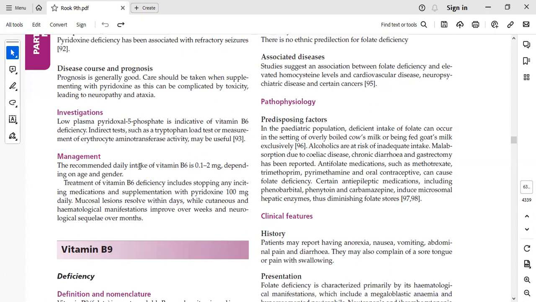Management. The daily recommended intake for vitamin B6 is 1 to 2 milligrams. In case of deficiency, we do supplementation with the tablet pyridoxine 100 milligrams daily until the symptoms have resolved.